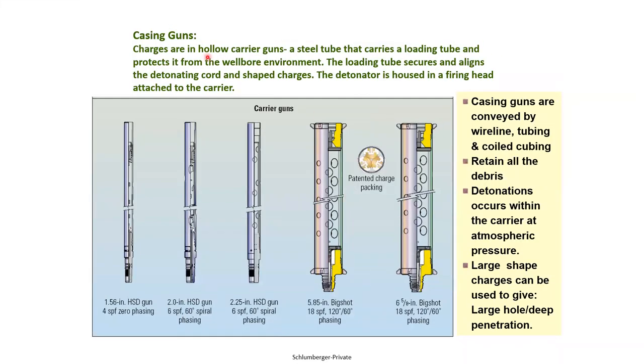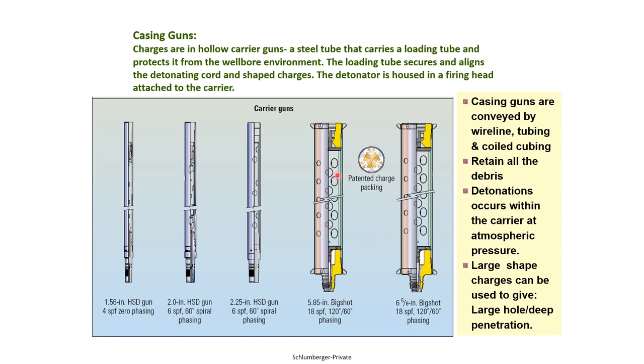For the casing guns, we can use them depending on the size. For example, 2-inch or 1.56-inch guns can go through tubing. Or if the completion is out of the well, we can use bigger sizes. For example, if I have a 7-inch casing, I might need to use a 4.5-inch gun. If I have a 9.58-inch casing, I might need to use a 7-inch gun, and so on.